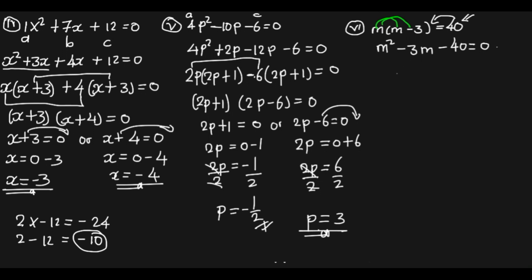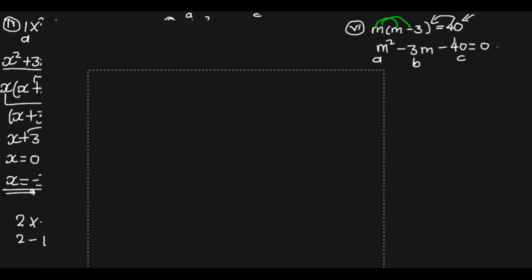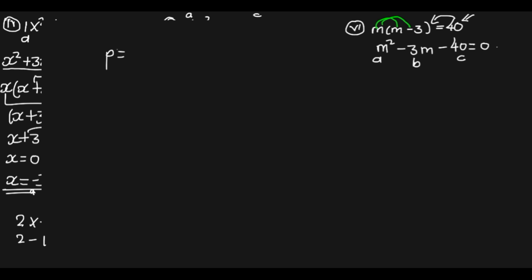Now we can see that we have the quadratic form the way we want it. So we have A, B, and C. Let's now proceed by finding the value of the product as well as the sum. The product, we said, is the value of A times C. So our A is 1 times negative 40, that is negative 40. Our sum is the value of B, which is negative 3.